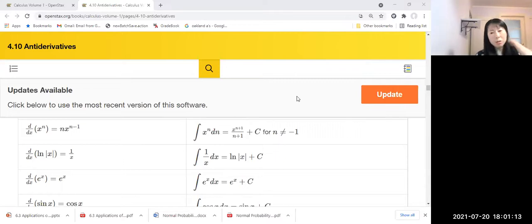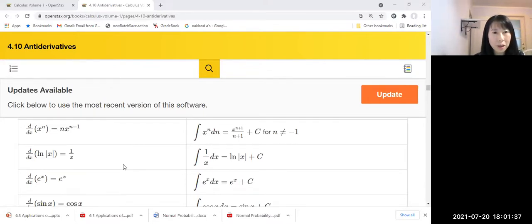So we're gonna do section 5.5, substitution. But we should know all the antiderivatives of this one, right? So this is from 4.10, antiderivatives.